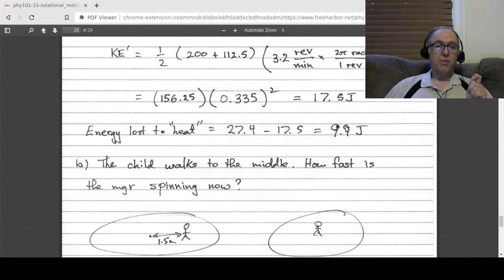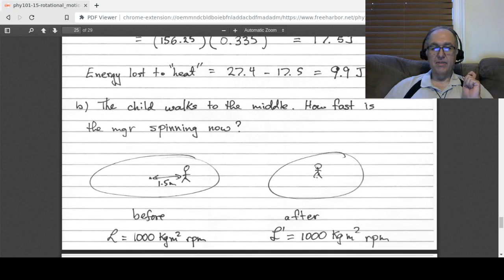Okay, here's why this problem is really interesting. Here's another reason why I gave you the problem. What do you think happens as the child starts to walk towards the middle of the merry-go-round and then actually lands up in the middle of the merry-go-round? Okay, it turns out that the merry-go-round starts to spin faster. And you go, why is that?